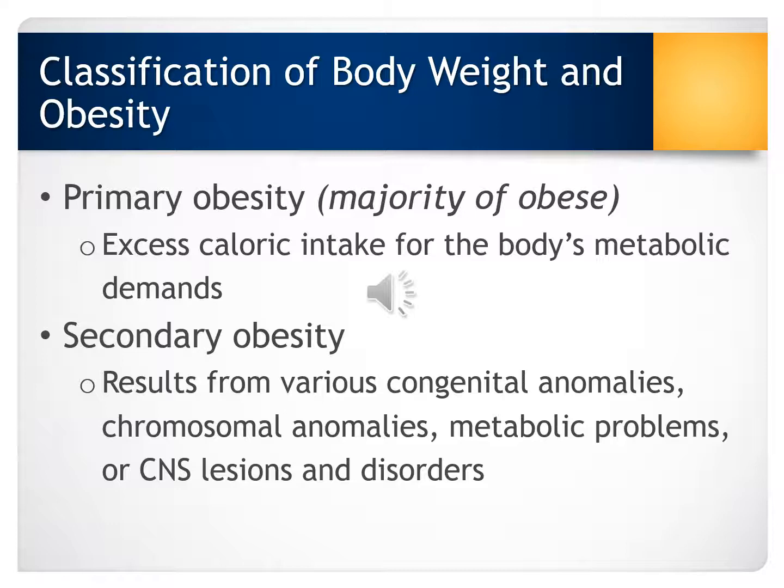The majority of obese persons have primary obesity, which is excess calorie intake over energy expenditure for the body's metabolic needs. Secondary obesity can result from various congenital anomalies, chromosomal anomalies, metabolic problems, or central nervous system lesions and disorders.